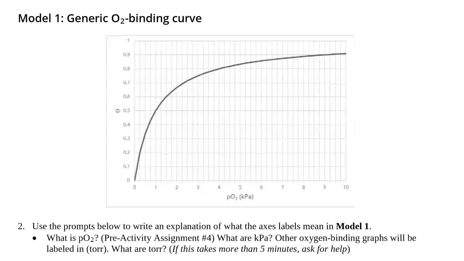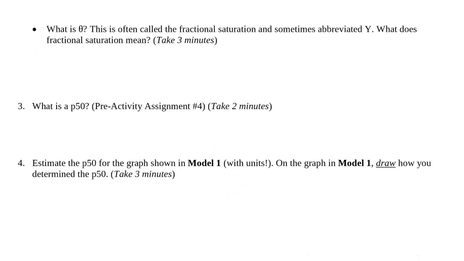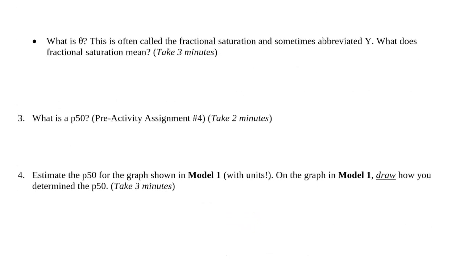So we did this in class. Here's some questions about PO2 and kilopascals, which we've already discussed. The fractional saturation or fraction of binding sites that are occupied, we've already discussed. P50 we have already discussed. And so now we did this in class. Estimate the P50 for the graph and draw how you would estimate it.